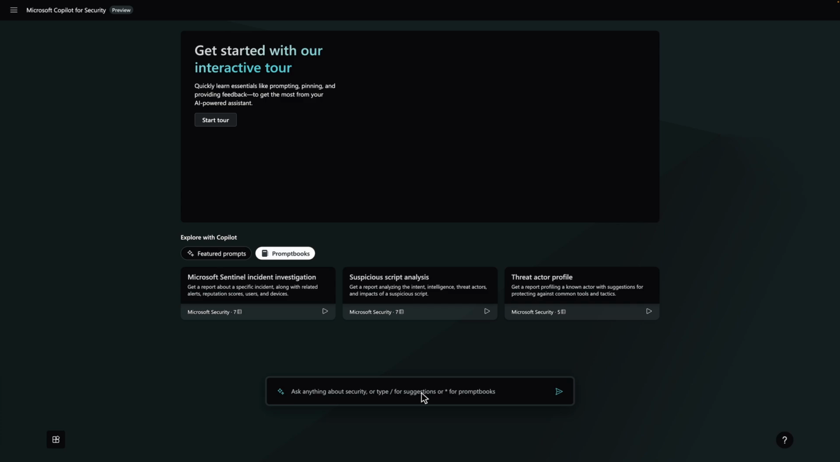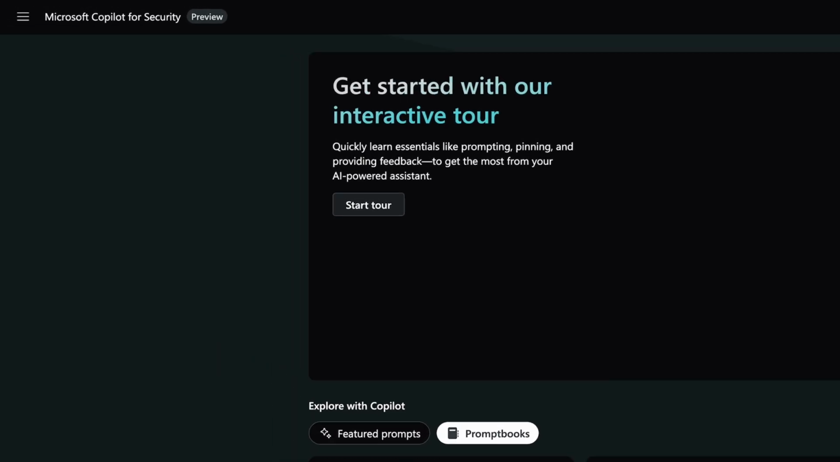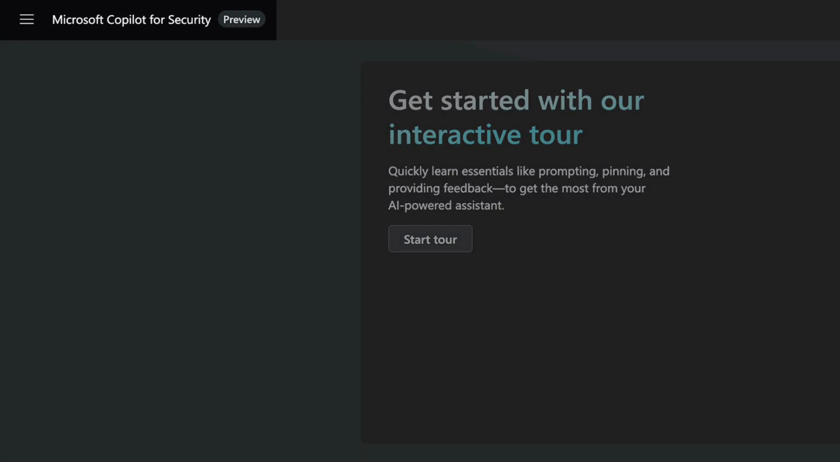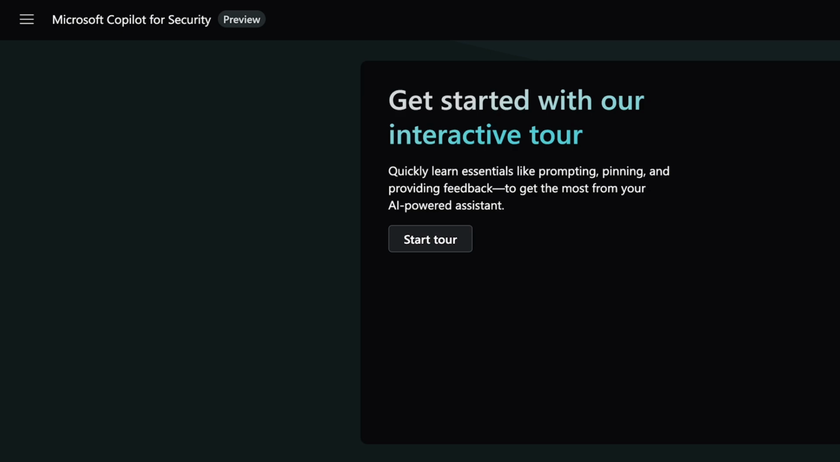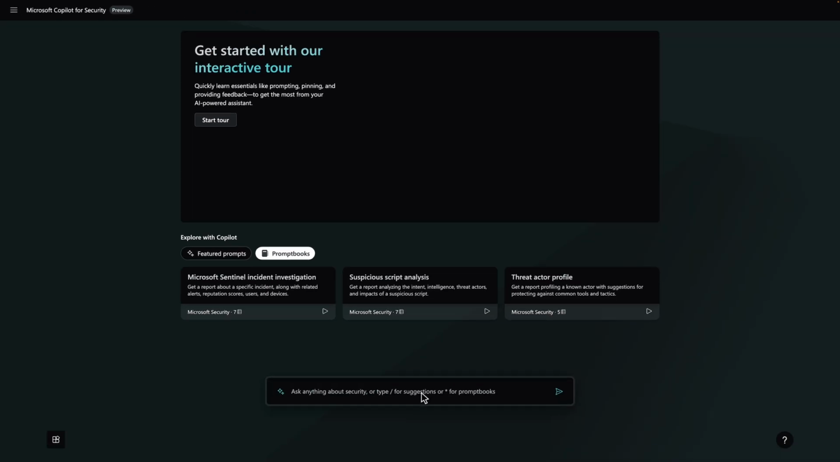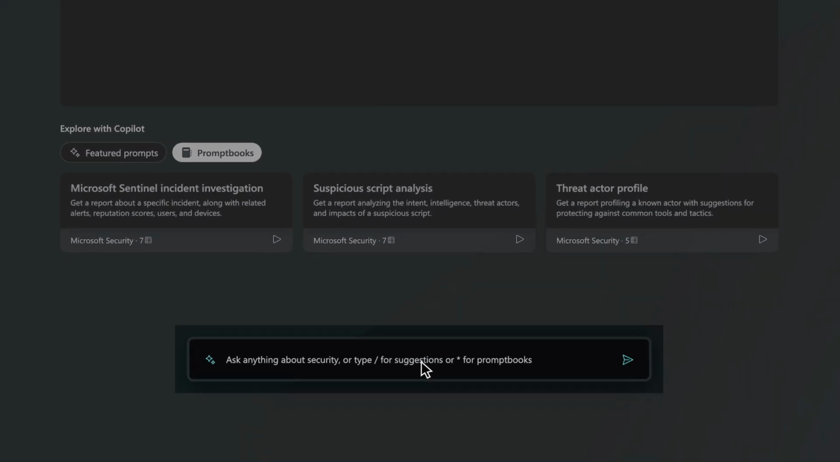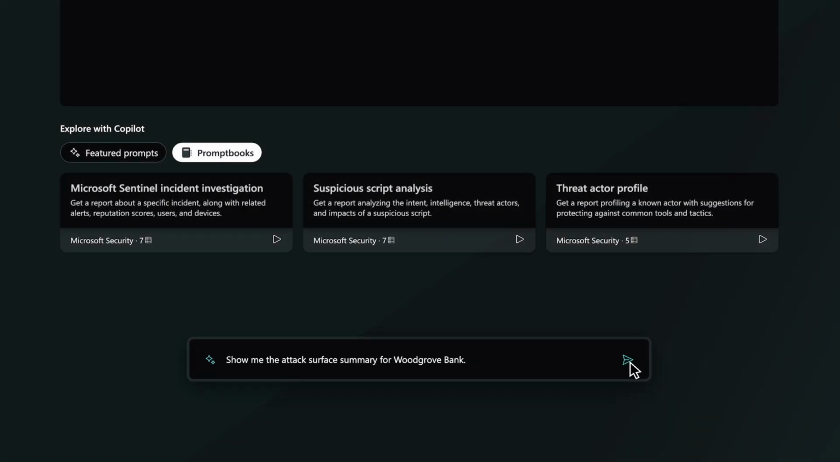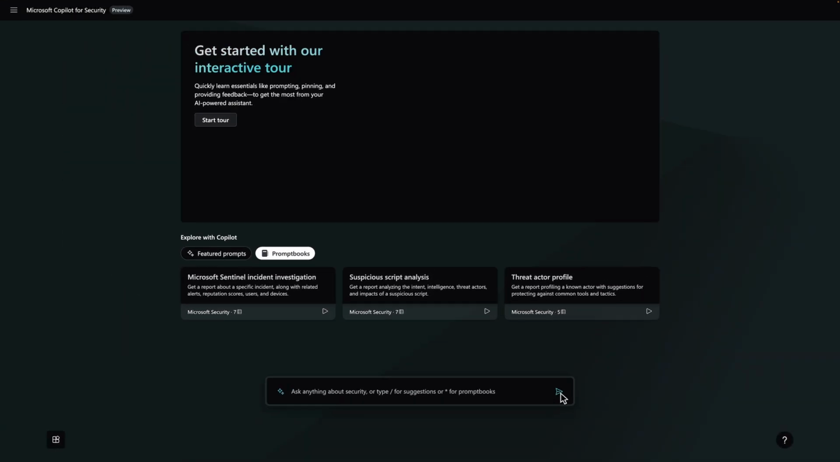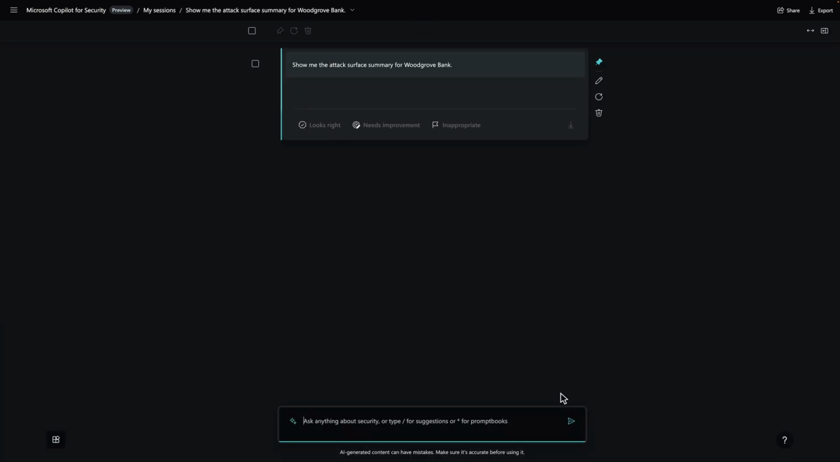In addition to a web-based portal, MDEASM is also integrated with Microsoft Copilot for Security, a generative AI-powered solution enabling security professionals to leverage its insights across incident response, threat hunting, and intelligence gathering. Let's see how Copilot and MDEASM can work together to help the SOC team at Woodgrove Bank.